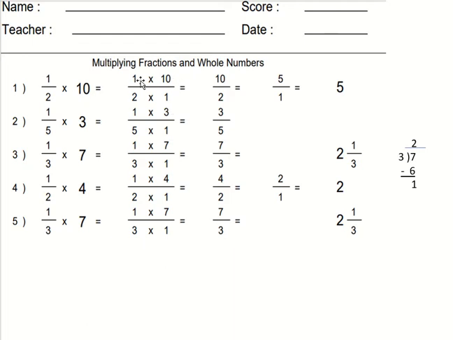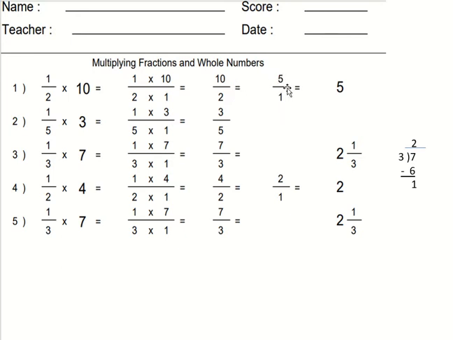So in this case, you've got 1 over 2 times 10 over 1. And then you're going to do simple multiplication. You don't need a calculator. 1 times 10 is 10. And 2 times 1 is 2. And then you're simply going to reduce because you can. In this case, you're going to use 2 with both the number 2 and the 10 to reduce to 5 over 1.